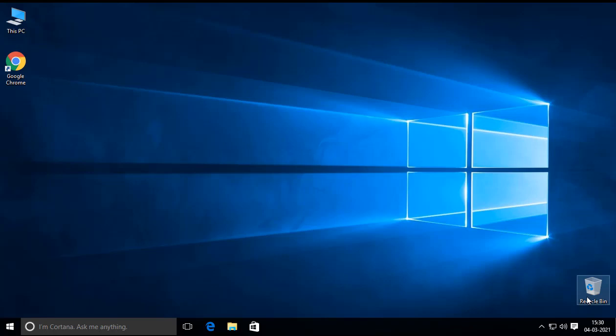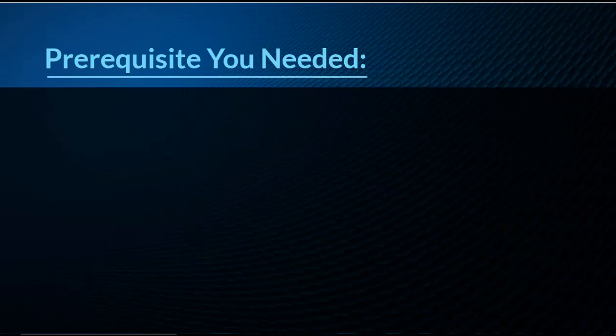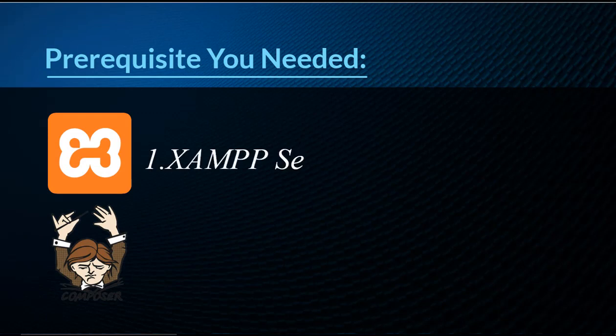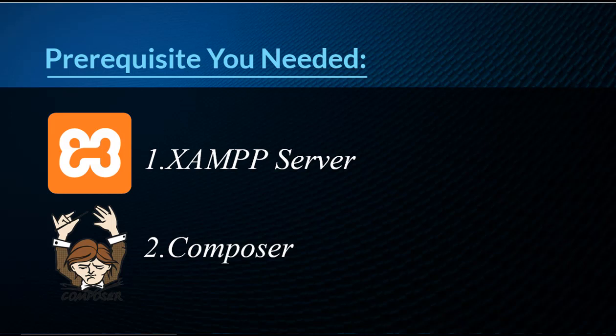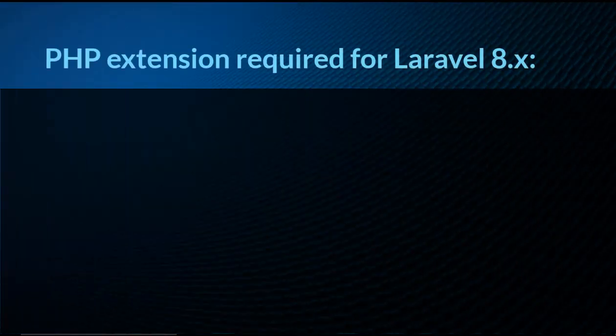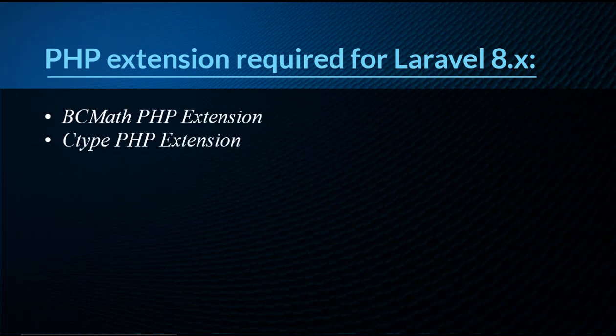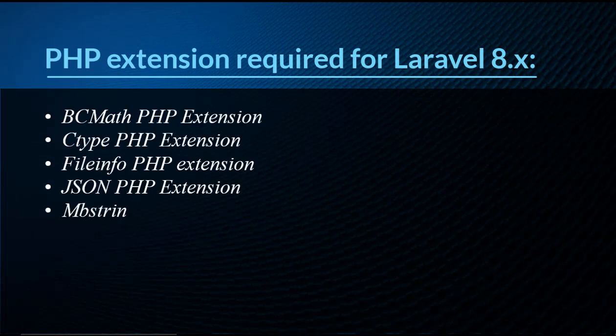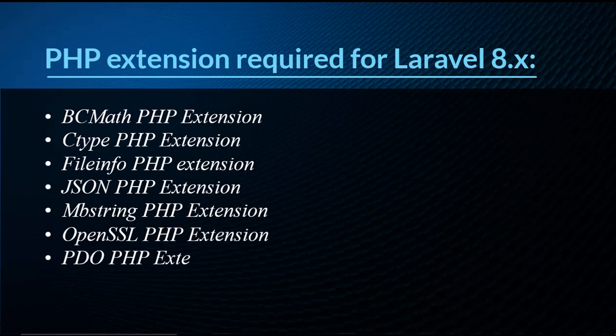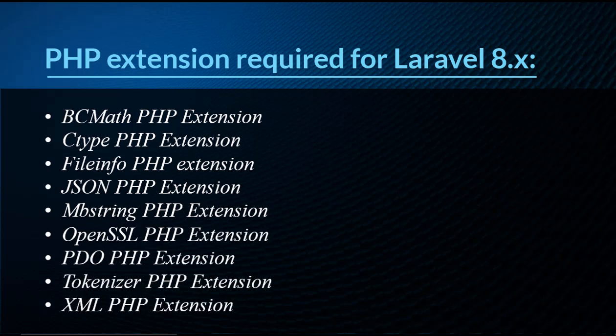Today we are going to install Laravel 8 on Windows 10 using XAMPP server. In order to do that, we need a couple of things like a XAMPP server, Composer and Laravel 8. And as you know, Laravel 8 requires PHP 7.3 and above version with some extensions, that is BCMath, Ctype, Fileinfo, JSON, PHP, Mbstring, OpenSSL, PDO, and etc.